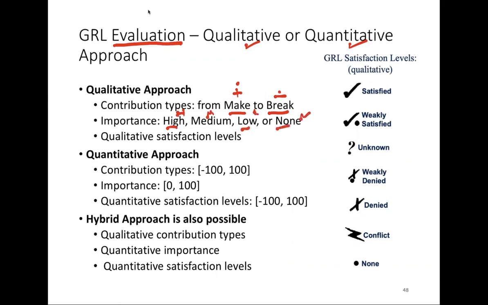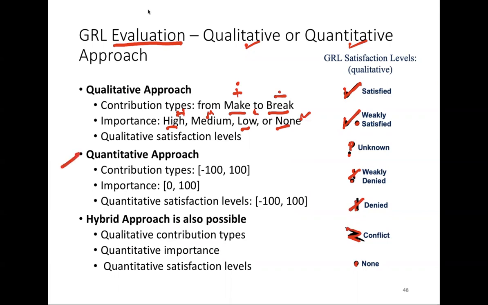Also, the qualitative satisfaction level could use a check mark for satisfied, a check mark and then a dot meaning weakly satisfied, a question mark for unknown, an X with a dot underneath meaning weakly denied, and then an italic X meaning denied. And then conflict using an italic Z, and a dot for none. These are the symbolic notations for qualitative evaluation.